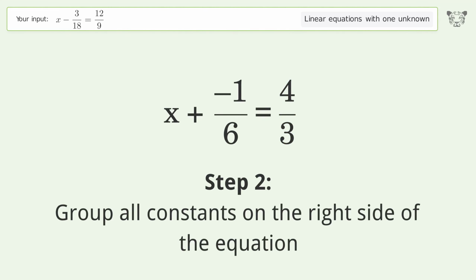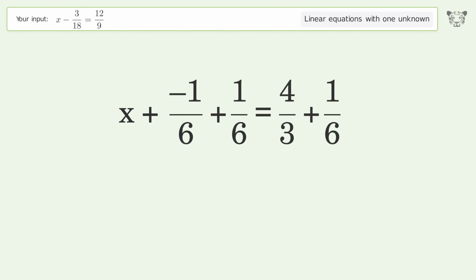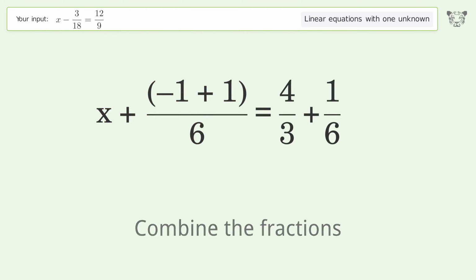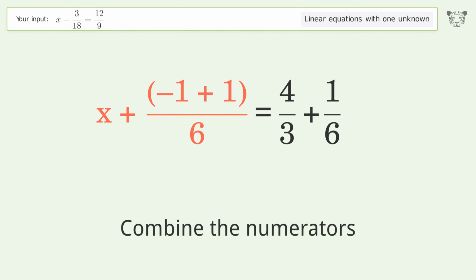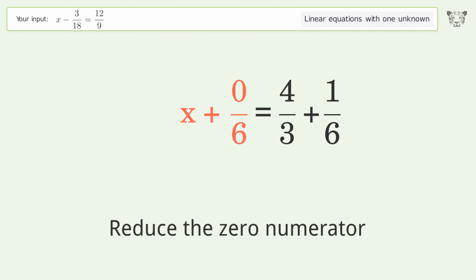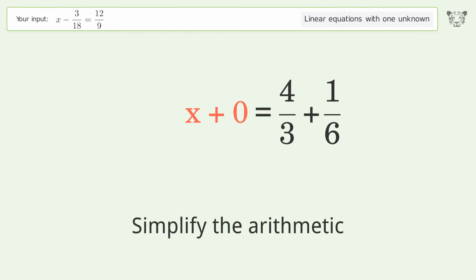Group all constants on the right side of the equation. Add 1 over 6 to both sides. Combine the fractions. Combine the numerators. Reduce the zero numerator. Simplify the arithmetic.